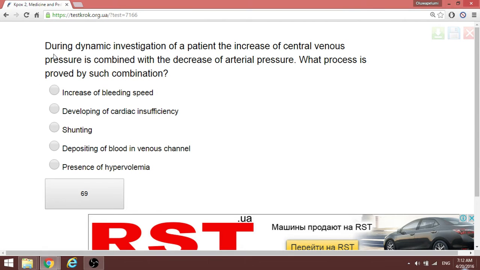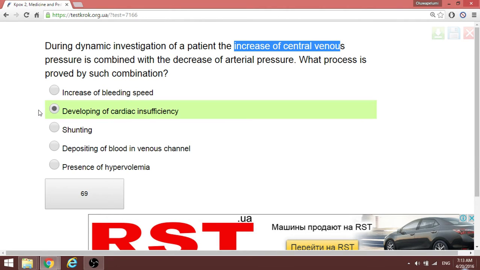This is our first file of surgery 2014 basis. During a dynamic investigation of a patient, we have in this particular patient increase of central venous pressure together with decrease of arterial pressure. Please take note of this question very well, because in some internal medicine booklets, the correct answer they show was increase of bleeding speed. However, because of the increase in central venous pressure too, the best answer in this condition is not even this answer chosen in some other instances.